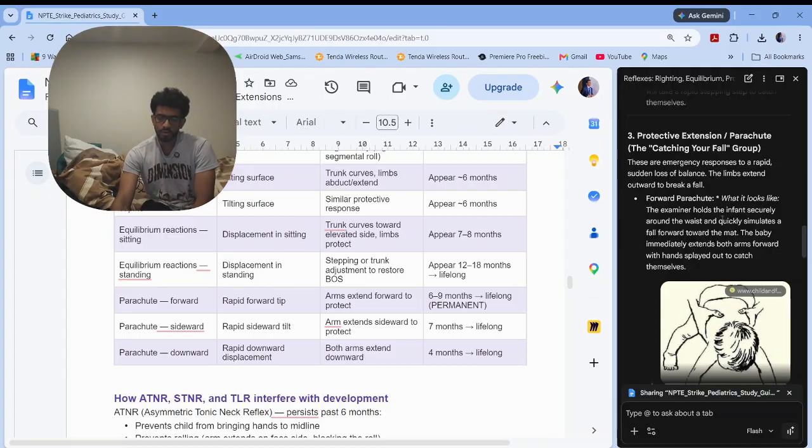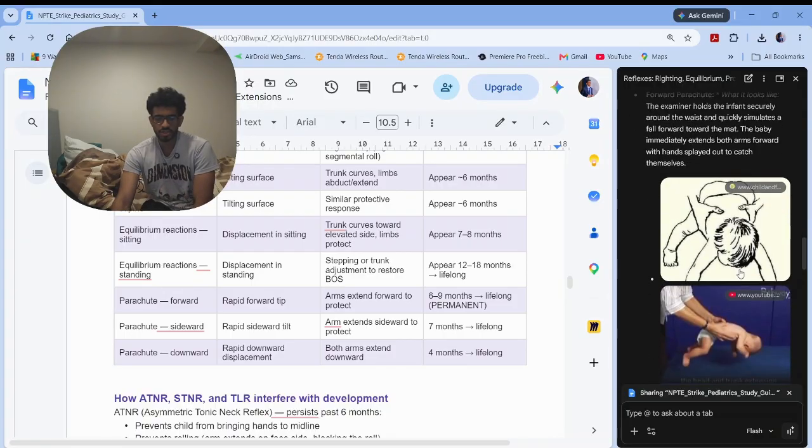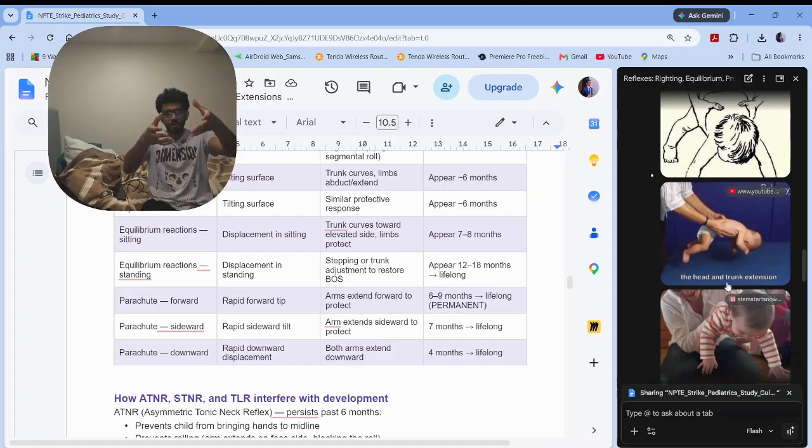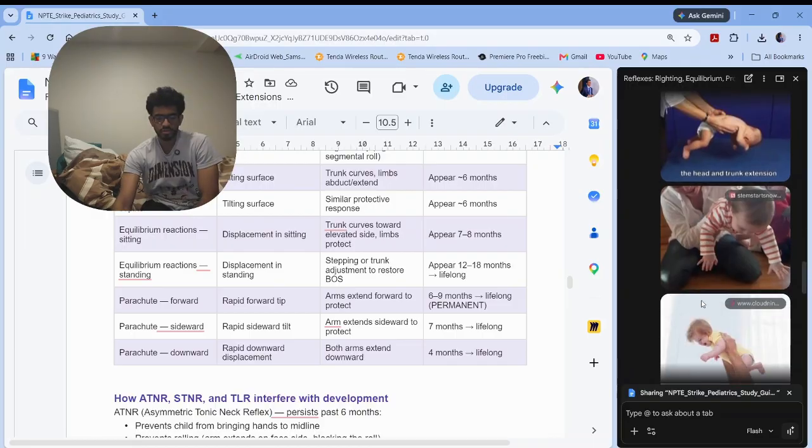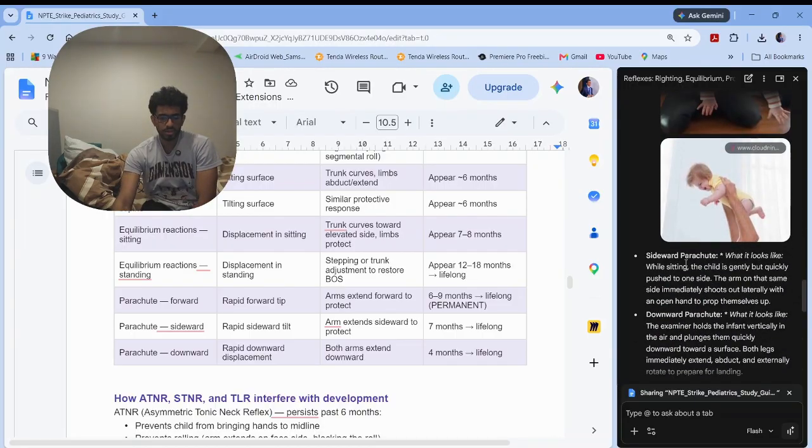What does it look like? The examiner holds the infant securely around the waist and quickly simulates a fall forward to the mat. The baby immediately extends both arms forward with the hands splayed out to catch themselves. So you're holding the baby like this, suddenly drop, and the baby will bring their hands up like they're trying to catch themselves. You can also do a sideward parachute while sitting. The child is gently but quickly pushed to one side, and the arm on the same side immediately shoots out laterally with an open hand to prop themselves up.